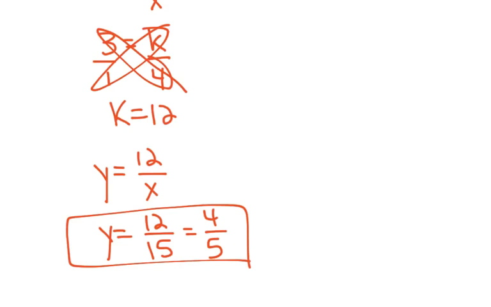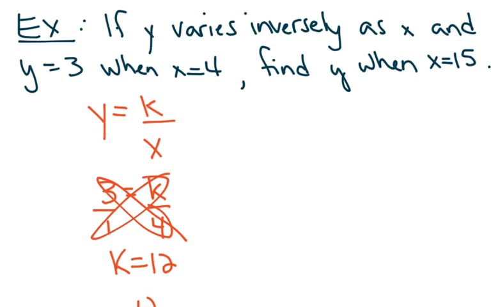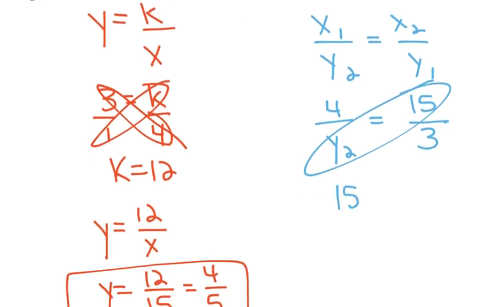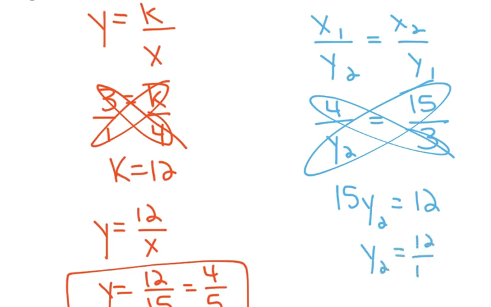What if I wanted to use the proportion instead? So we're going to call this y1 and x1. So we want to find y2 when x2 is 15. I like to do that within the actual problem, and it kind of helps me using this equation. It tells me where to plug things in, basically. So 4 over y2, because that's what we're trying to find here, is going to equal 15 over 3. So 15 y2 is going to equal 12. And look, when you divide, you get 12 over 15, which reduces to 4/5.